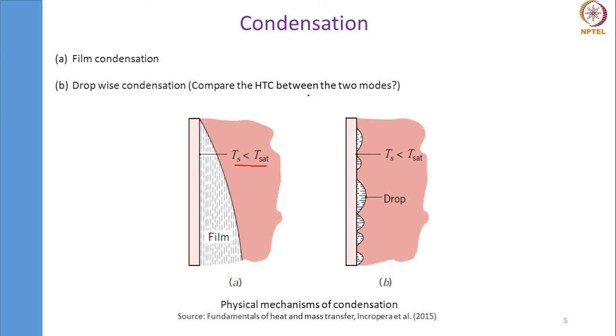Can someone unmute and tell me in which mode of condensation the heat transfer coefficient is higher? Dropwise condensation. Okay. Why is it so? Because the droplets will leave the surface to the steam, so that the heat transfer coefficient has been increased.